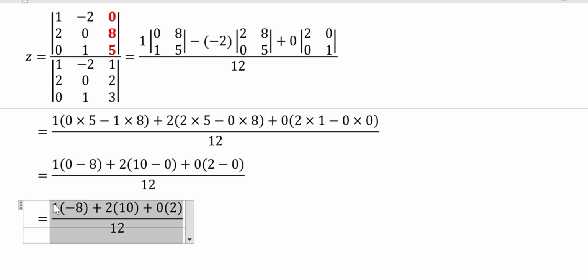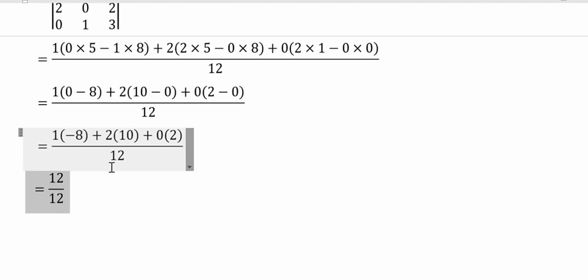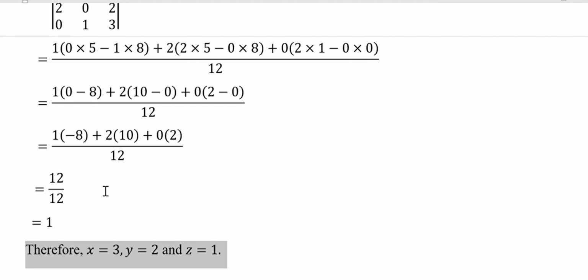And if you simplify the numerator, you will get 12 divided by the denominator, which is 12, and that gives you an answer 1. So that means the value of z is equal to 1. So we have so far solved for x, y, and z. So we can say therefore x is equal to 3, y is equal to 2, and z is equal to 1. Thank you.